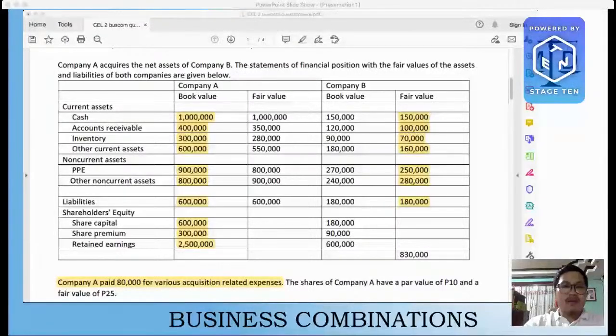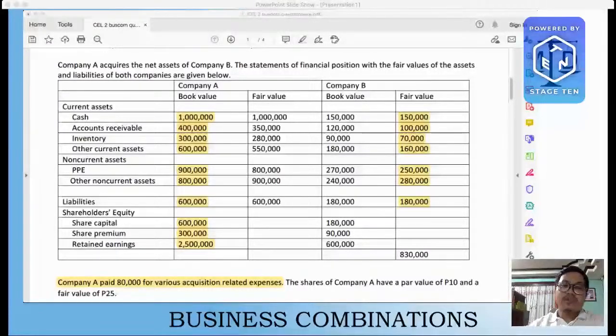Aside from always checking whether or not the consideration is in cash, check whether there are acquisition-related costs. Check whether there are acquisition-related costs. Okay? Because if they are paid by the surviving entity, if they are paid by the acquirer, then they would also affect the resulting balance of your cash. And in the problem, 80,000 was paid for various acquisition-related expenses. Okay, and these are to be deducted from cash because these were already paid. That's why the computation for your combined cash was 1 million plus 150 minus 900 minus 80.